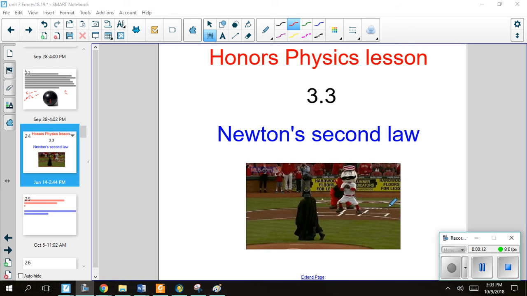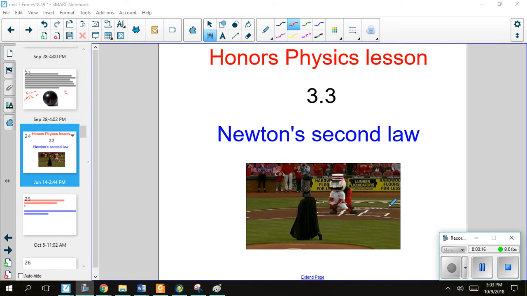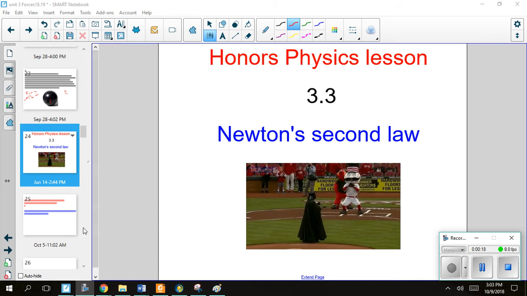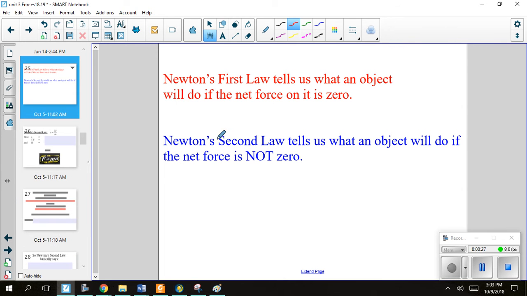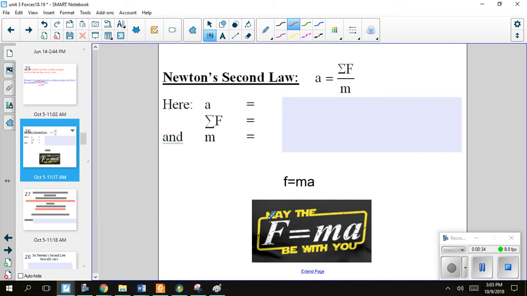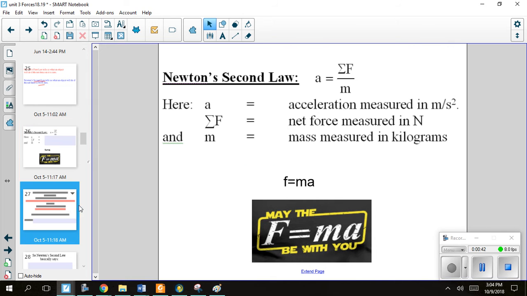Anyways, Iron's Physics Lesson 3.3. This is Newton's second law. We've already talked about this, so this is going to be a short section. Newton's first law tells us what happens when an object has a net force of 0, and Newton's second law tells us what happens when it's not 0. That relates back to force equals mass times acceleration. Acceleration is measured in meters per second squared, force in newtons, and mass in kilograms.